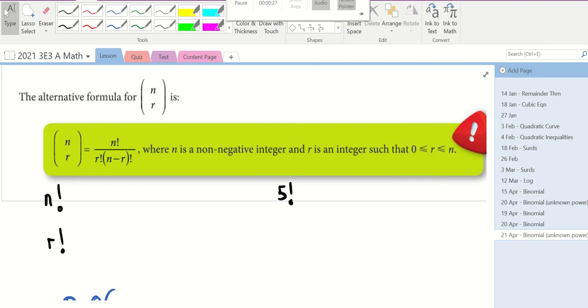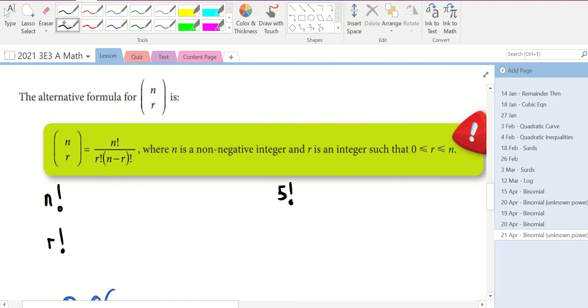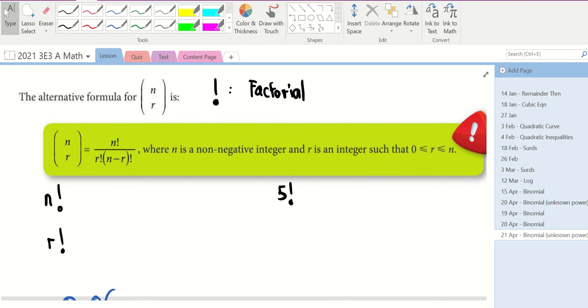Okay, so first thing, there are some new terms here. You will see this exclamation mark. This is called factorial. Factorial is a mathematical operation. What's the meaning of factorial? Where to find it on the calculator? Now I'm going to show you.